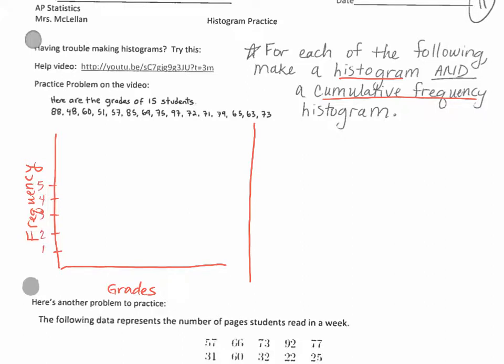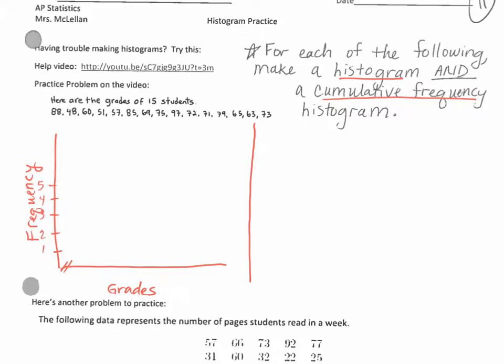All right. So how do I determine what goes on the bottom? What do I need to look at first? The min and the max. Good. Figure out your min and max. What's the min grade? 48. What's the max grade? 97. Okay, so remember we want 5 to 10 bins. How do you want to do that? By 10s, actually. 40, 50, 60, 70, 80, 90. That's going to make 6 bins.